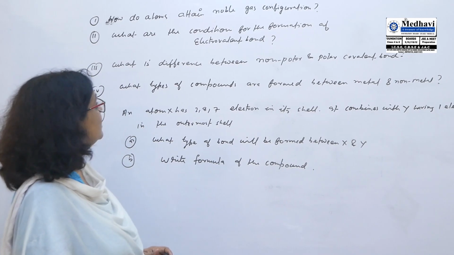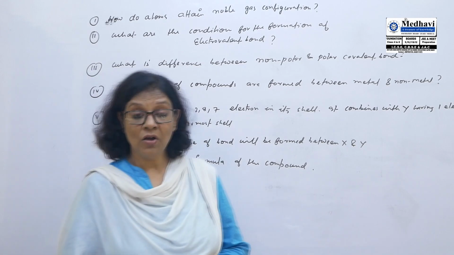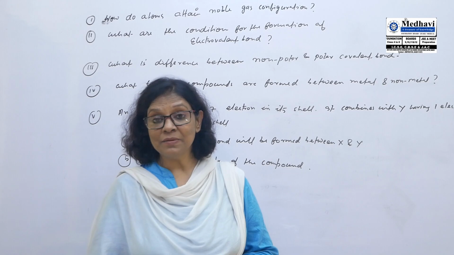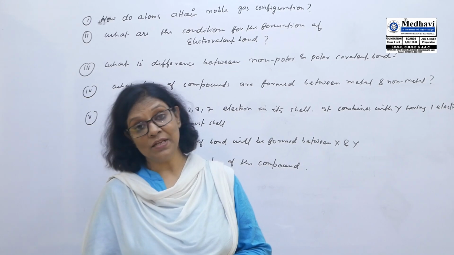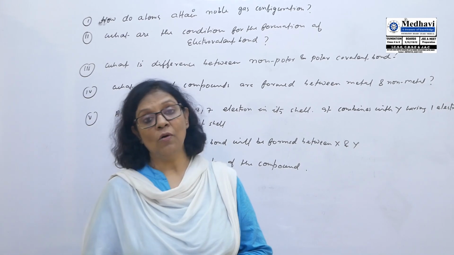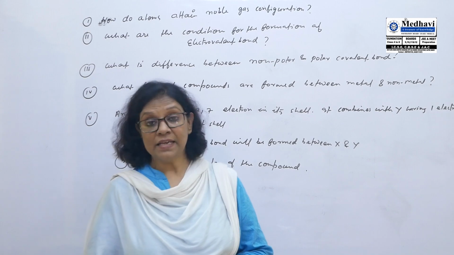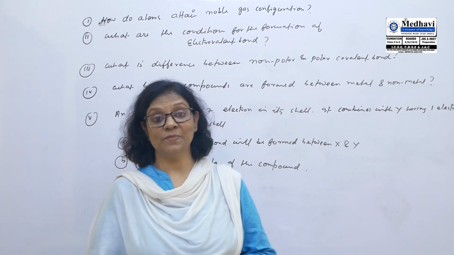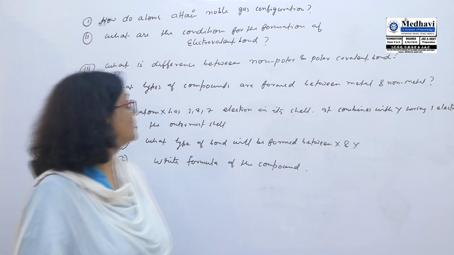Second, what are the conditions for the formation of an electrovalent bond or ionic bond? The first condition I have already explained: the metals must have low ionization energy and potential. Second, elements must have high electronegativity. And third, a large electronegativity difference must be present between the bonded atoms.